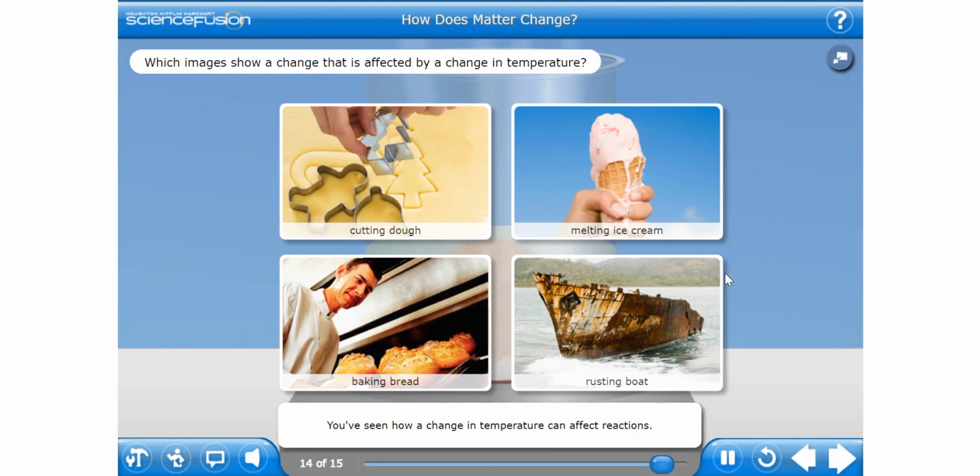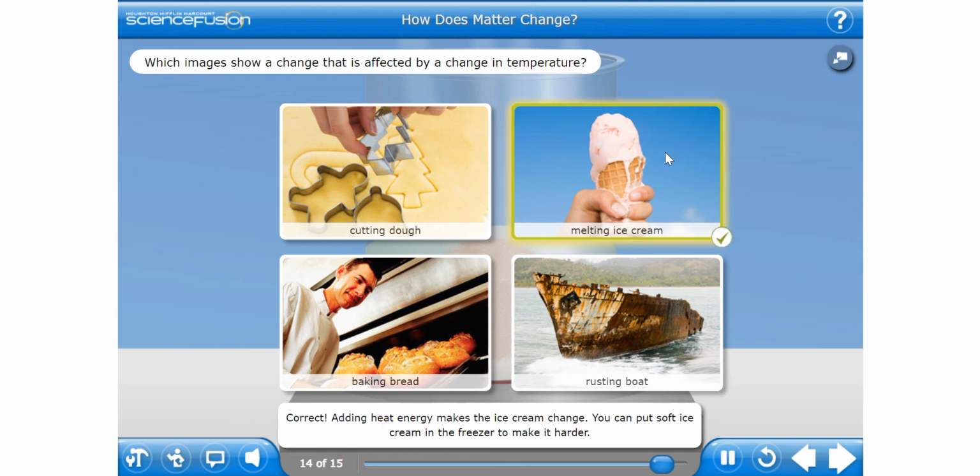You've seen how a change in temperature can affect reactions. Increasing temperature made the scrubbing pad rust more quickly. Which of these images show a change that is affected by temperature? Click the correct answers. Correct.